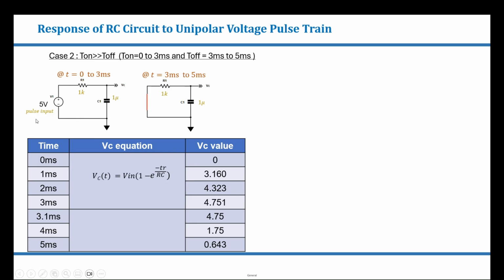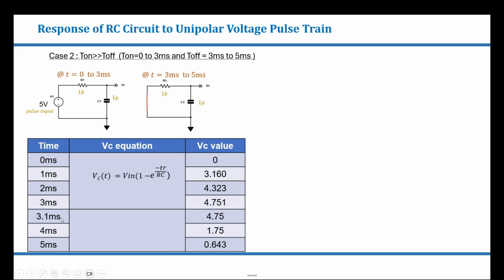Now, between 0 to 3 milliseconds, the input voltage is equal to constant 5 volts. This is the on period. And the voltage across the capacitor during this on period can be calculated using the following equation, and the values are as follows.